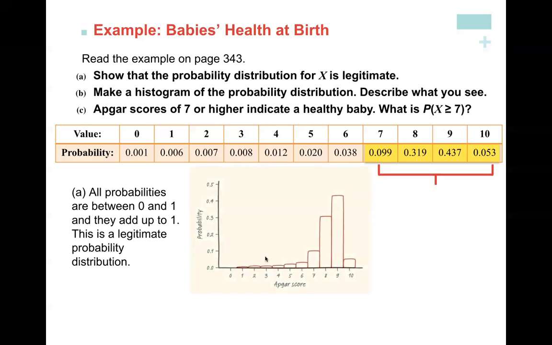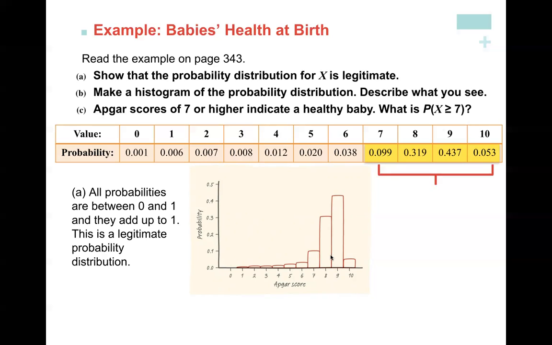So here we go. Here's our histogram. Shape is unimodal. It's also skewed, pretty heavily skewed to the left. The center is somewhere between 8 and 9. We have a mode at 9. We would guess that the mean is pulled to the left, so somewhere maybe 8 point something.